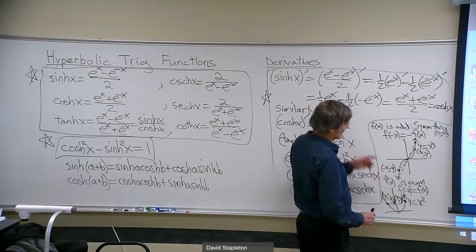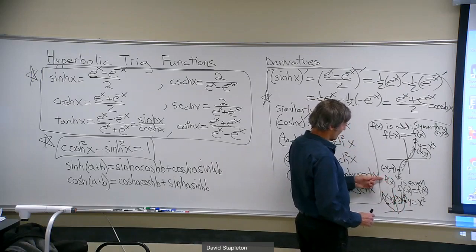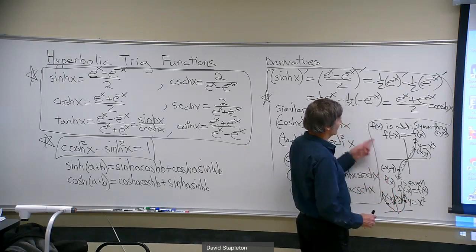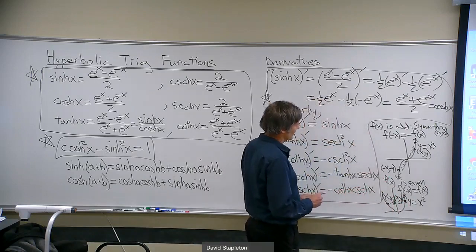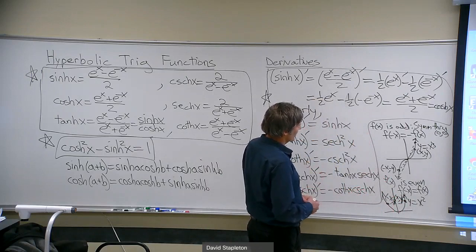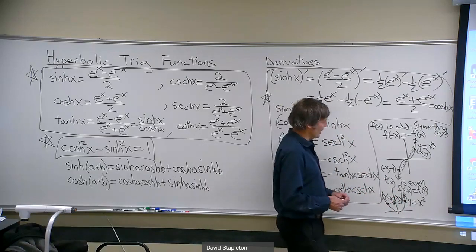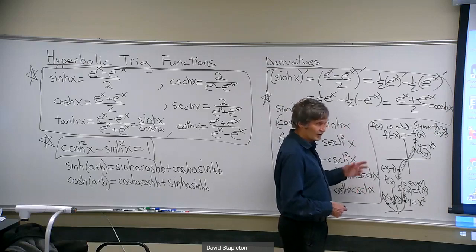And hyperbolic secant and hyperbolic cosine are even. All the rest of them are odd, have symmetry through the origin. That's kind of a useful thing to recognize once in a while. But you see how these things work. Now, maybe you remember even and odd functions, and you can figure it out for these too. Every hyperbolic trig function is even or odd.